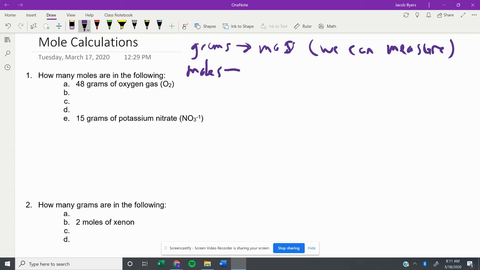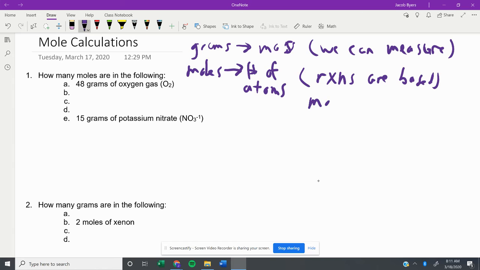Moles is a number of atoms, just like a dozen's a number of donuts. But because our atoms are tiny, it's 6.02 times 10 to the 23rd atoms in 1 mole. And this is what reactions are based on. Because we can measure mass, but every element has a different mass, we convert it to moles to get it into a number that can relate. So we use the molar mass to convert between these two, which is the number of grams in a given mole of a substance. And we get that from the periodic table.